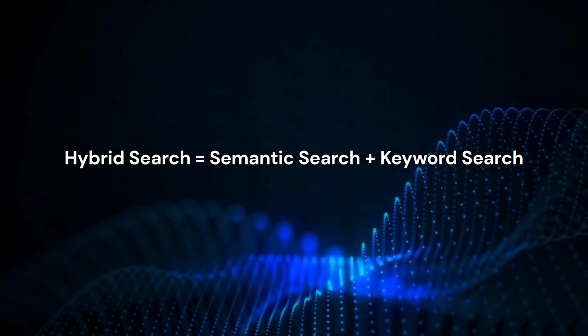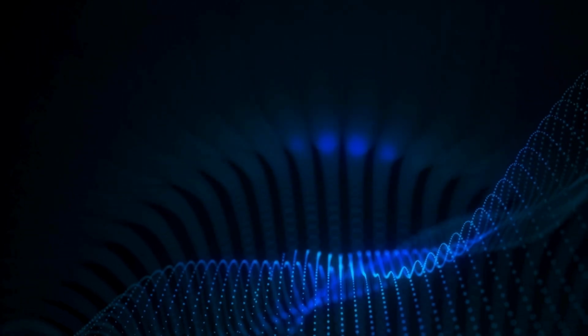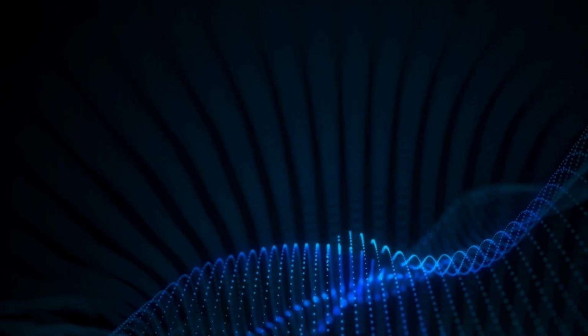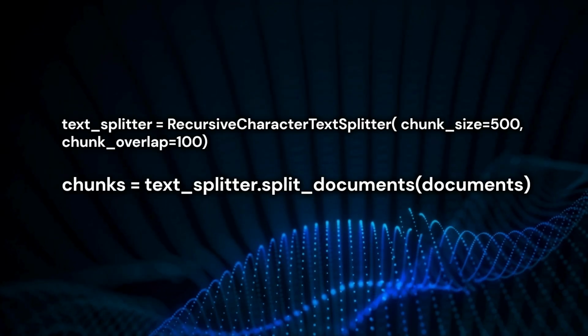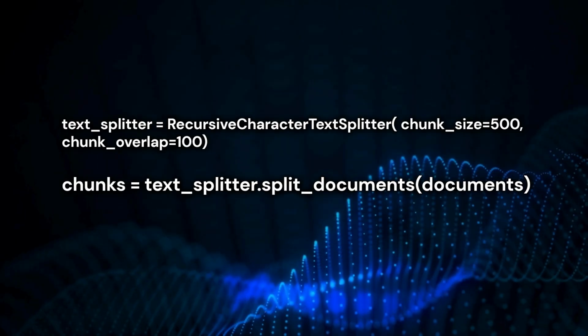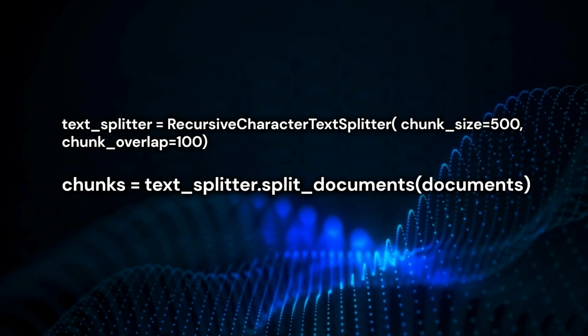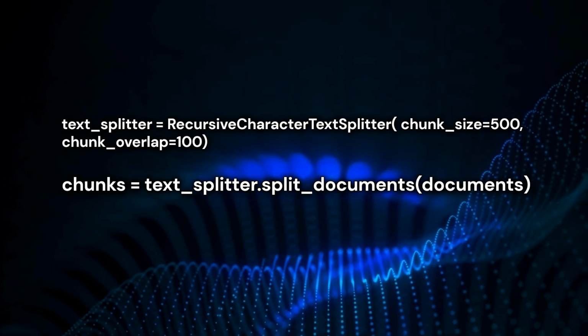Now let's move to chunking, which is one of the most important parts of a RAG system. Chunking means how we split documents before storing them. So here is a simple example. Now let me explain this properly. We are breaking large documents into smaller chunks of 500 characters so they can be stored and retrieved easily. We also use an overlap of 100 characters.